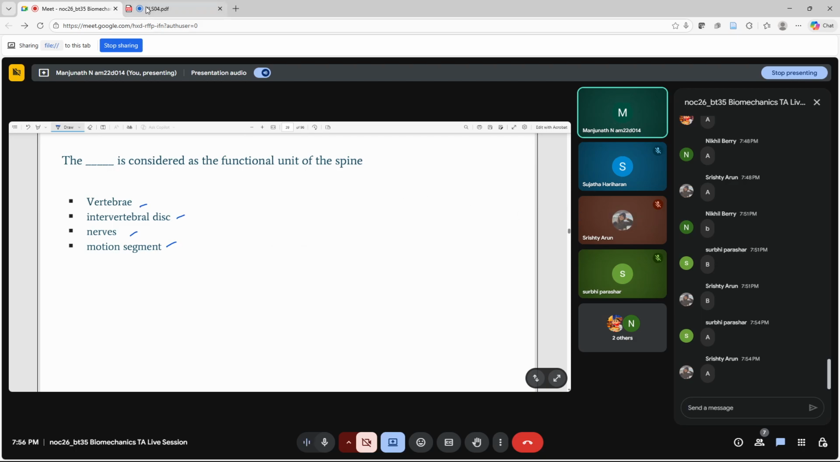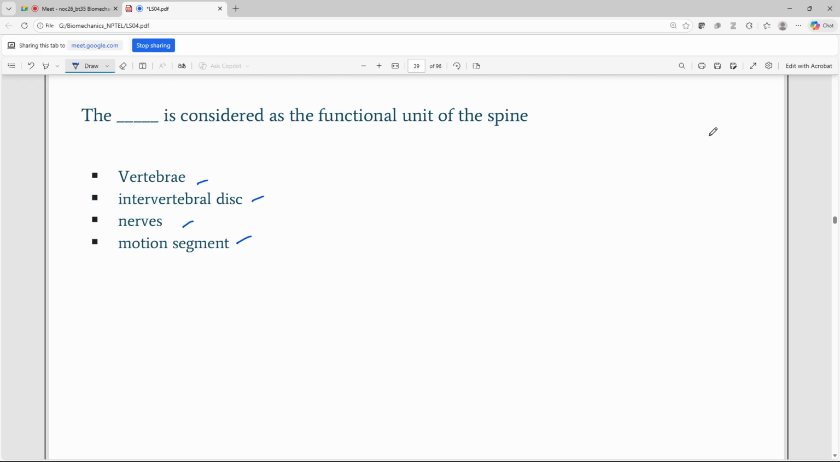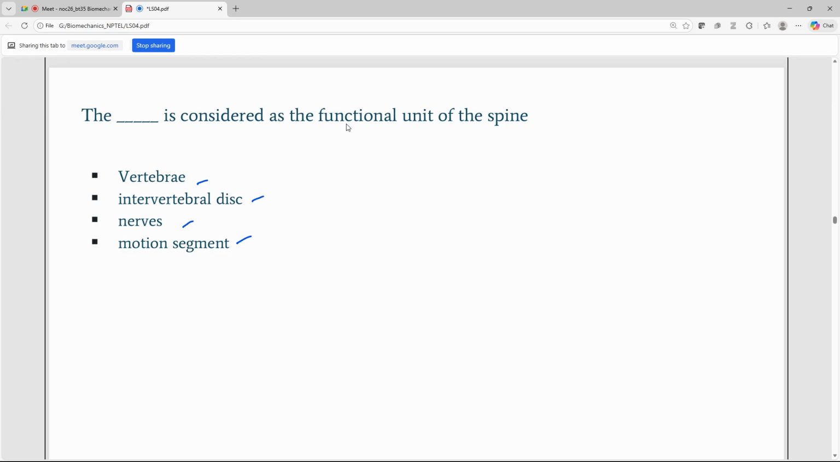No, it's not vertebrae. The question is on the functional unit of the spine. It's a unit, functional unit. It is known as vertebral motion unit. Sorry, motion segment. It is also known as functional spinal unit or vertebral motion segment. That is our option D, our answer.